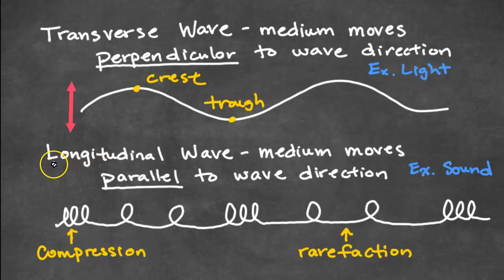Another type of wave is called a longitudinal wave. These have a medium that moves parallel to the wave direction. Here's a slinky. Imagine you bunch it together and then you let it go, and then you have this wave moving to the right. In a longitudinal wave, the disturbance is parallel to the direction of the wave. The energy of the wave is moving to the right, but if you look at one part of the slinky, it's just moving back and forth. In a longitudinal wave, we have compressions, which is where the slinky is bunched up, and we also have rarefactions, where it's more spread out.